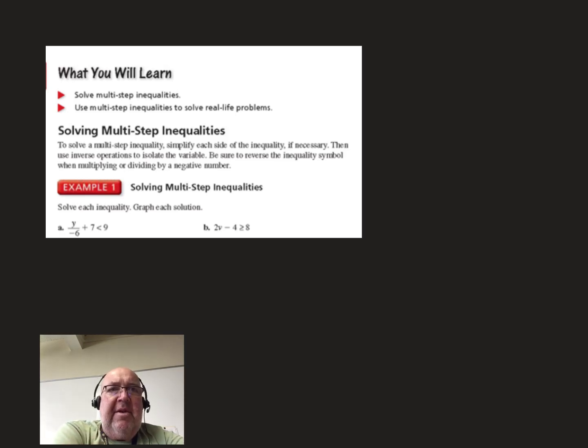So far, the inequalities that we've been solving have been rather simple one-step inequalities. We're going to go into multi-step inequalities now, and actually put a little bit more to it. So let's start off with example A, which is y over -6 plus 7 is less than 9.